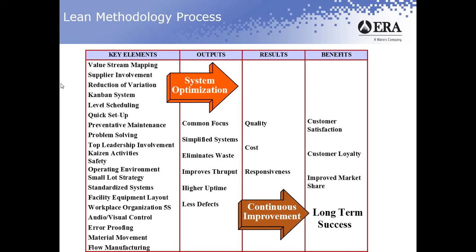The outputs are you get a common focus, you get simplified systems, it helps eliminate the waste, improves your throughput, gives you higher uptimes, and most importantly, fewer defects. And the results are you improve your quality, your cost, your responsiveness. The benefits of those are better customer satisfaction, better customer loyalty, and you improve your market share. And again, you continue this process, constantly looking to improve, and you're really trying to get that culture to always look for improvements.